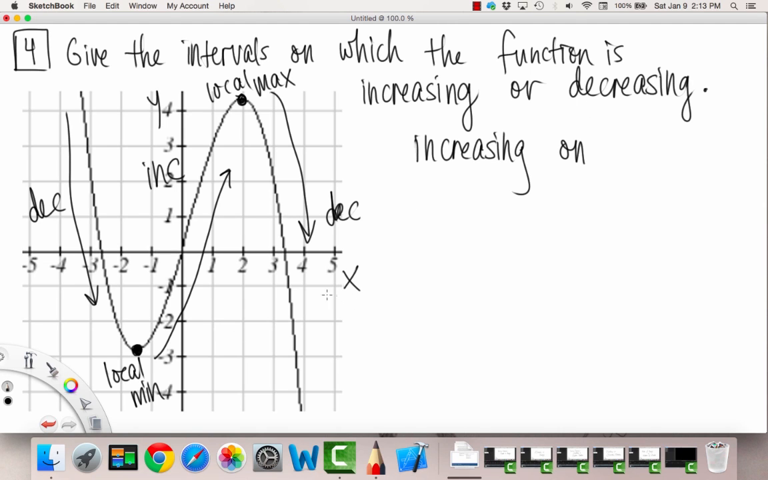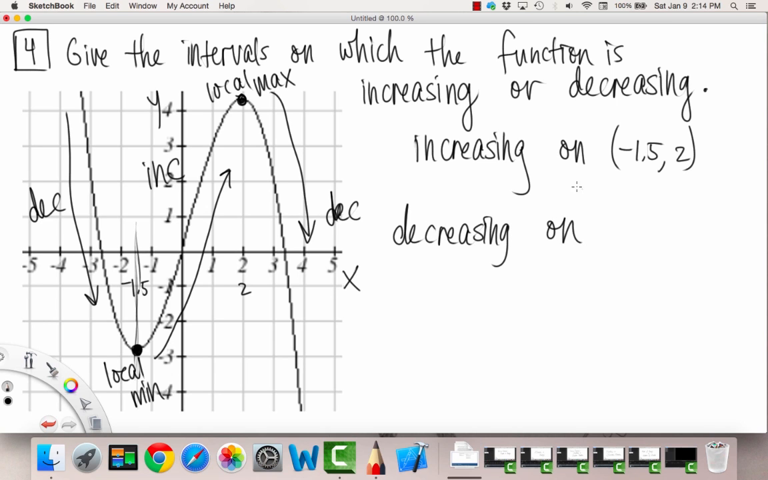For our independent variable, our horizontal axis, this is about the point negative 1.5, I would say, in our x. So negative 1.5, and this one's 2. So increasing on the independent variable axis from negative 1.5 all the way up to 2. We know this because there was a positive slope. On the other hand, we have decreasing on which intervals? We're actually going to have 2.